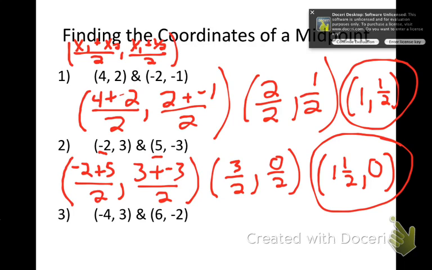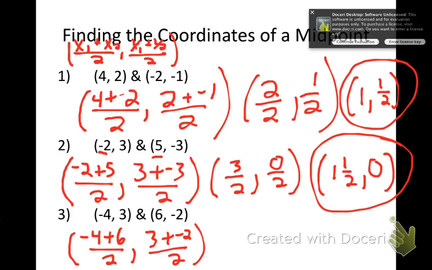Let's try number 3. What are my x coordinates, Johnny? So -4 plus 6 all over 2, comma. What are my y values, Austin? So 3 plus -2 all over 2.